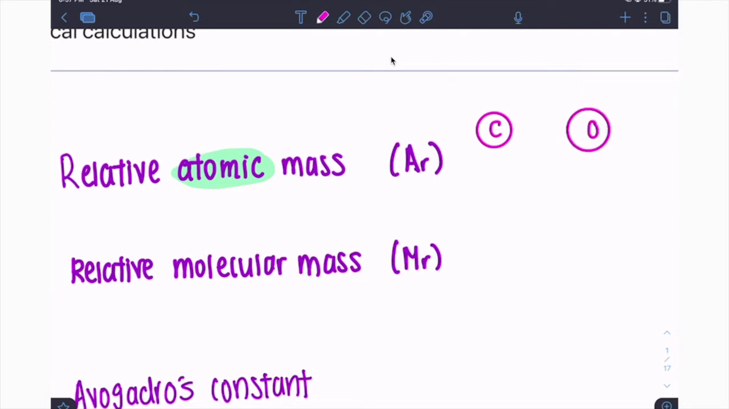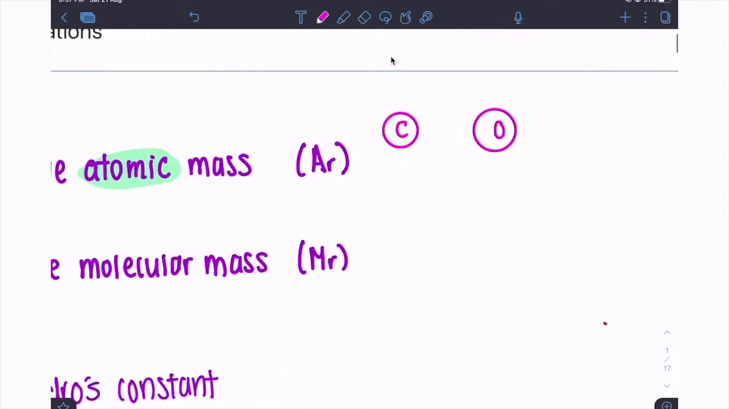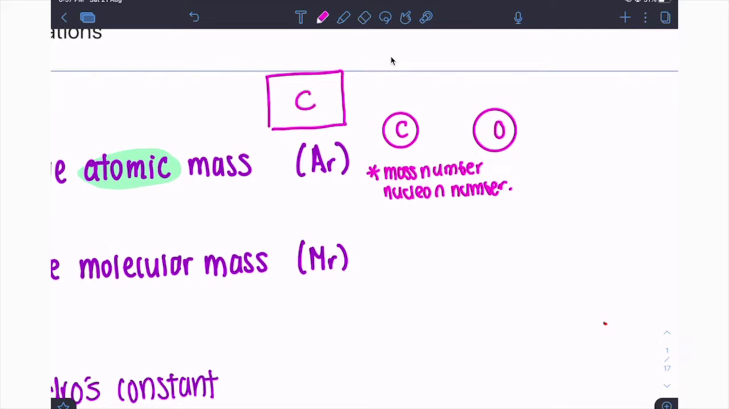So where do I find the mass of carbon or oxygen? You should be looking inside your periodic table. In your periodic table, I am going to be looking for the mass number or the nucleon number. If you look at your periodic table now, you will see a tile for carbon. Carbon will probably look like this, and then oxygen is going to look like this.